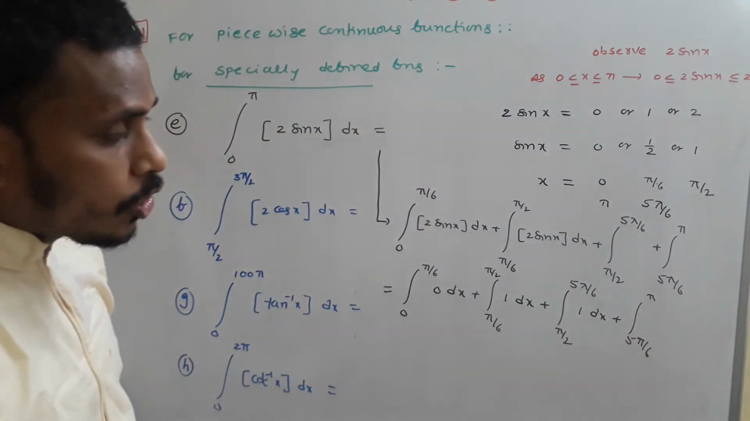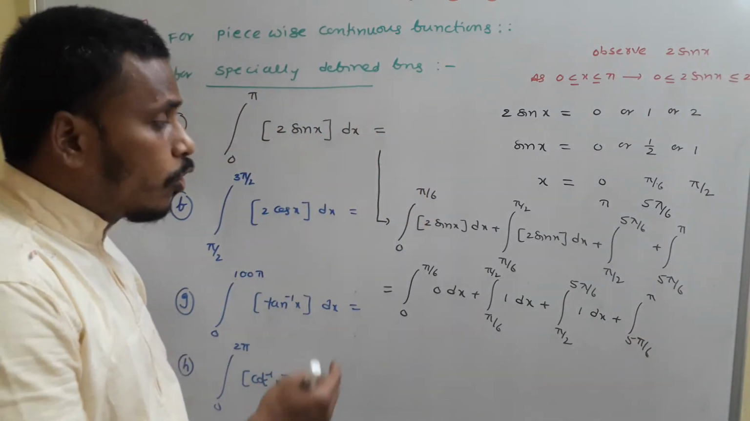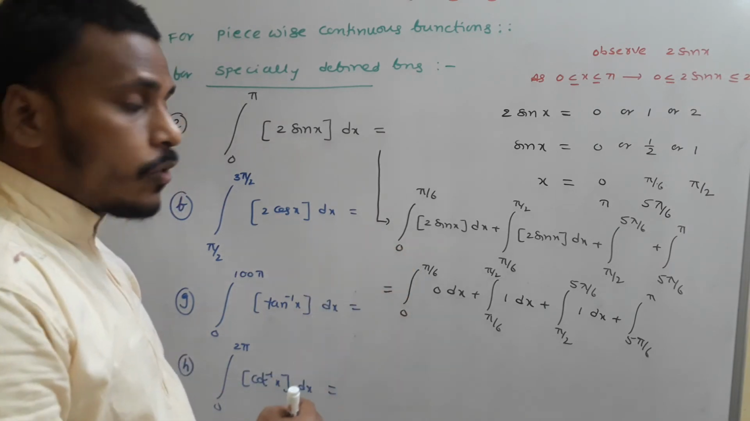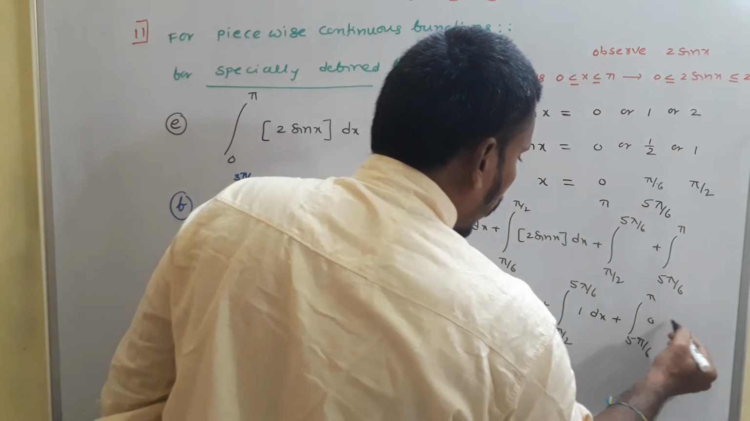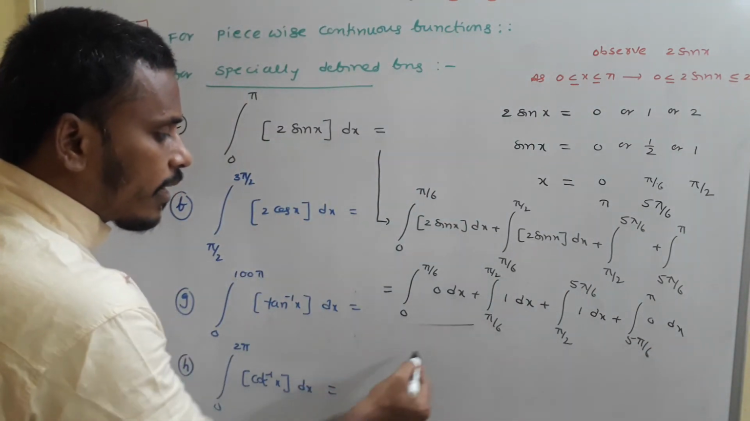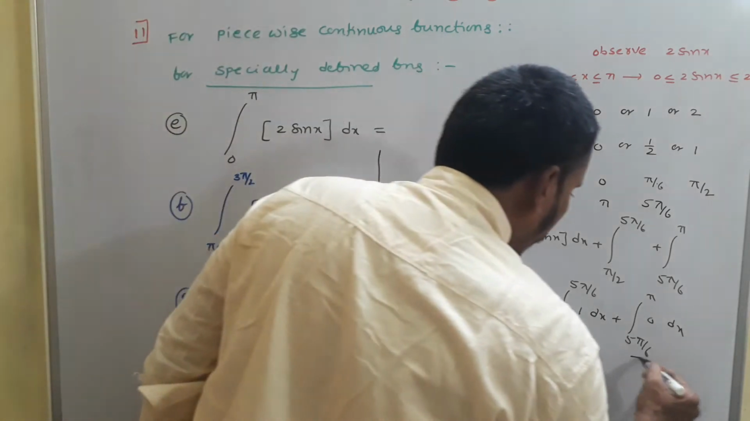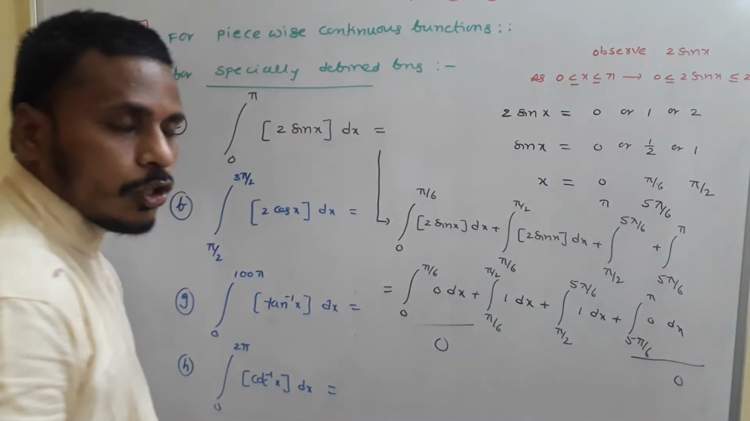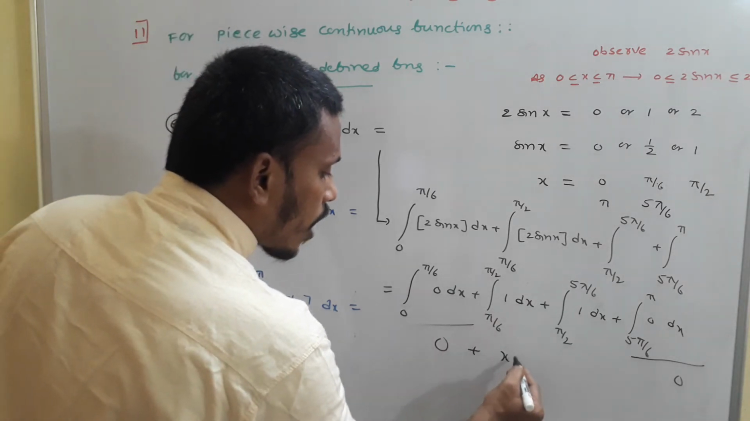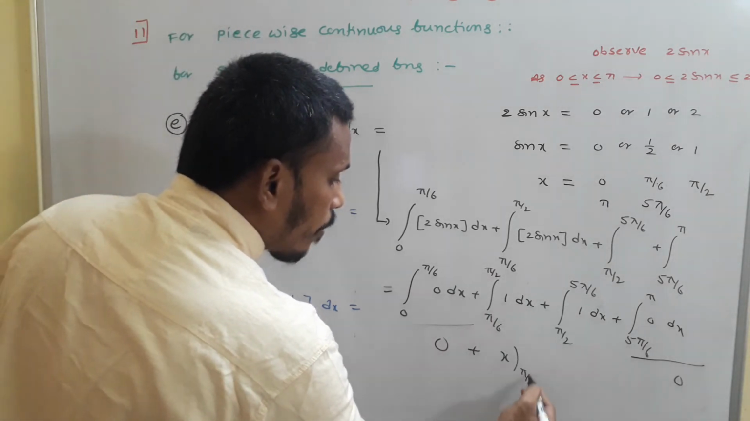Sin pi value is 0, sin of 5 pi by 6 is 1 by 2. So for step 2 sin x the value varies from 1 to 0. So this is again 0 dx. Since this is integral 0 dx, just neglect it, its value is 0. But since it is integral 1 dx, our answer is x between the limits pi by 6 to pi by 2.